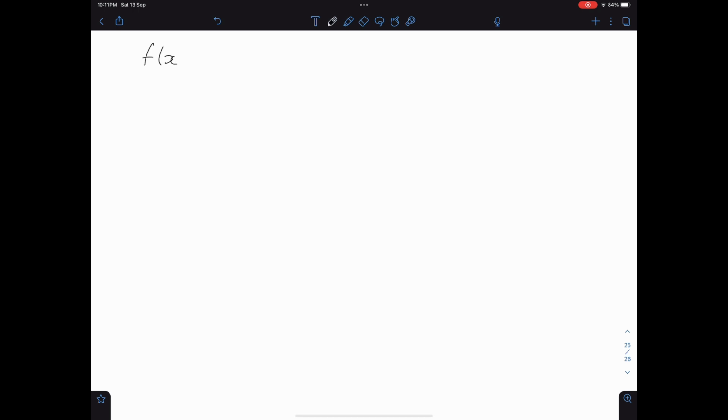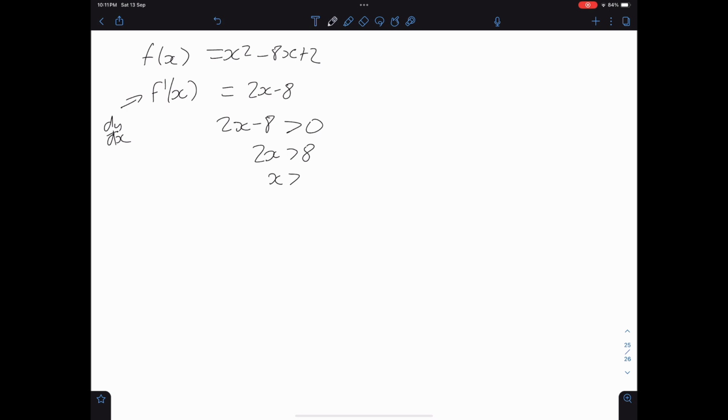So if f of x is x squared minus 8x plus 2, we'd do f dash of x. This is another notation. This means dy dx as well, 2x minus 8. And now we'd see when this is greater than 0, so it's when x is greater than 4.